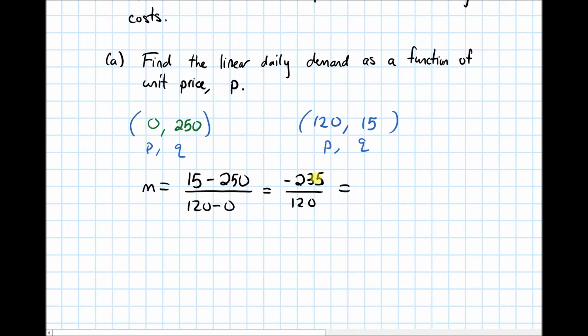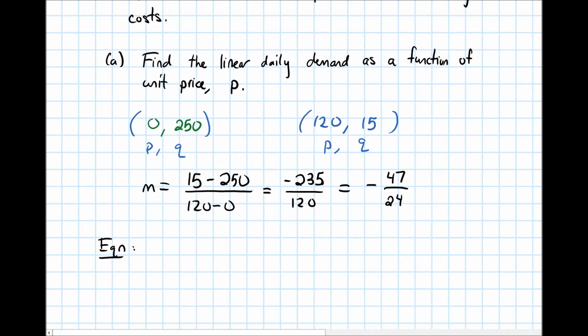Okay, and I know that the top and the bottom can both be divided by 5. If I do that, I end up with negative 47 on the top, and we end up with 24 on the bottom if we divide the top and the bottom by 5. So we got our slope, so now we're ready to write down the equation.